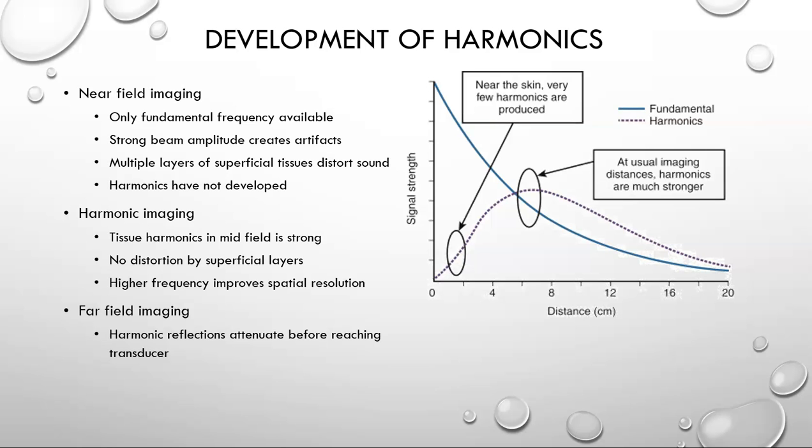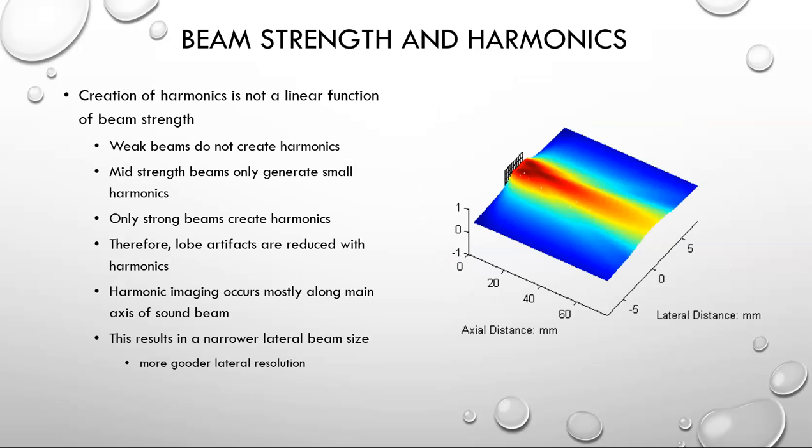One thing you should know about harmonics is they only develop when there is a strong enough beam strength to create them. Therefore, the weak portions of the beam will not create harmonics. When we look at the beam shape, only the mid portion of the beam is strong enough to create harmonics. Therefore, the lateral resolution is improved with harmonics because the beam is much narrower.